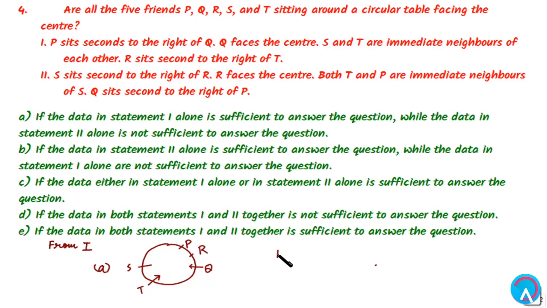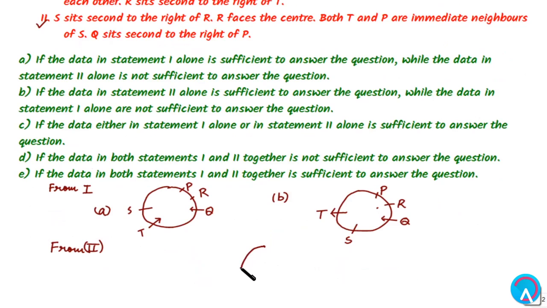From 1 we can have one more case, that is case B, where if we have a circle here, this is Q facing towards the center, this is R, this is P, and the second case we can have T in this position and S in this position. Now we want R to sit second to the right of T. In this case it is only possible if T is facing outwards. So from 1 we can know the orientation of T and Q, but we cannot say anything about P, R and S.